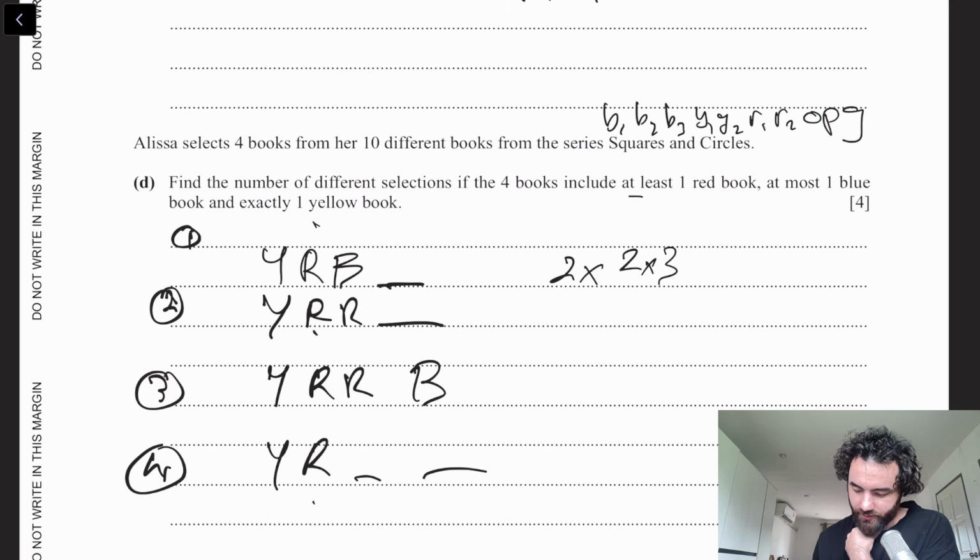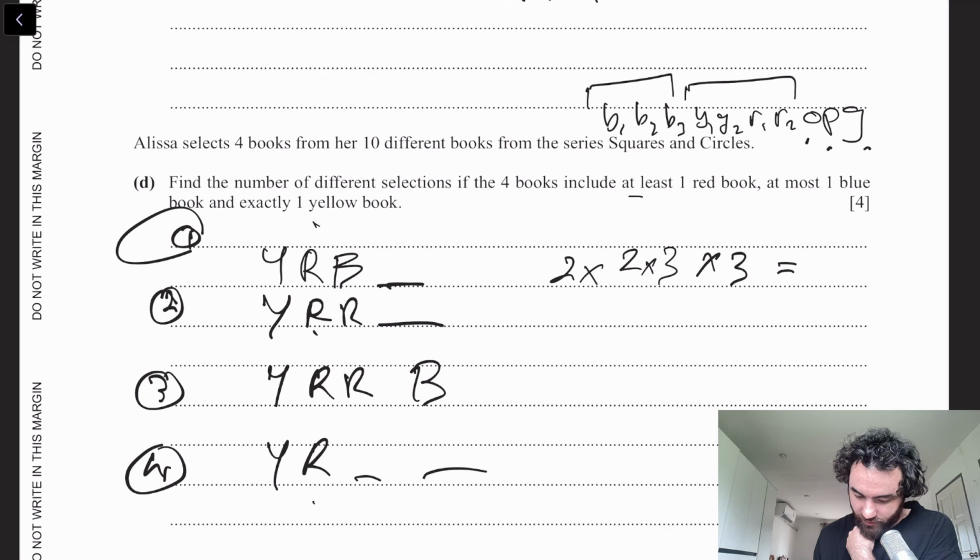Okay, and the last one we're picking from. So we've taken these, so we've got 3 left. So 3 options left, so times 3.